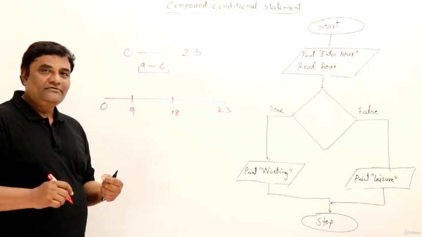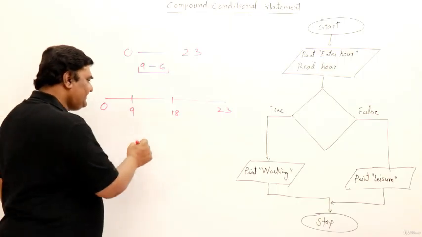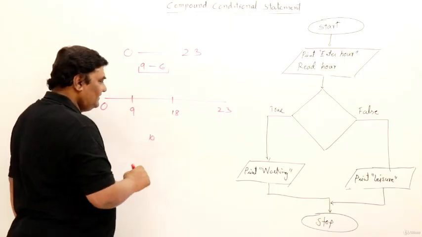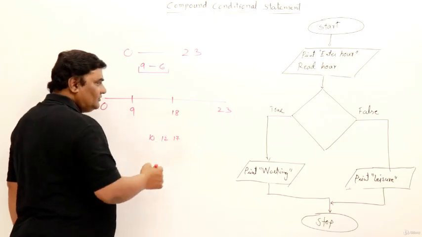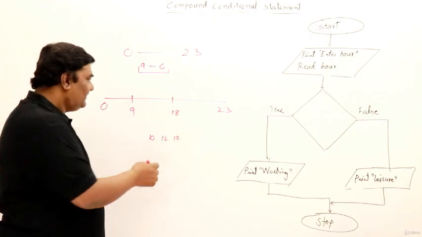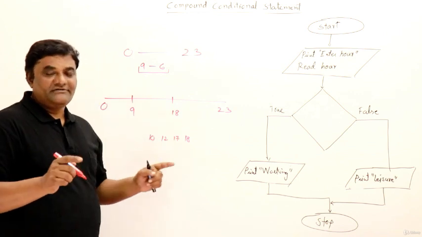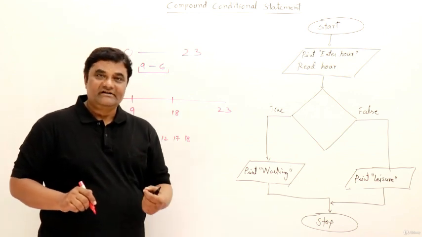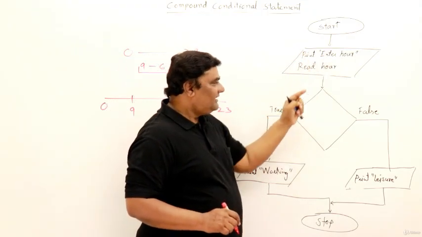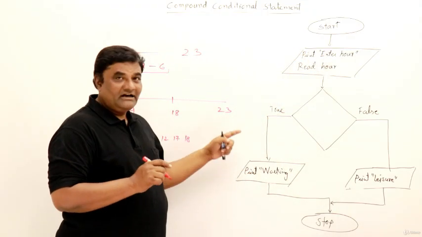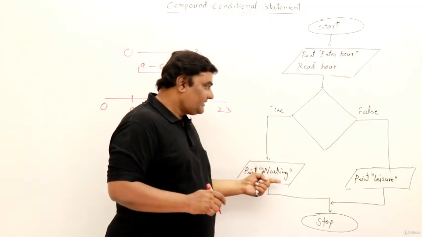Now I want to find out whether the hour given is a working hour or a leisure hour. So if I say 10 o'clock, it's a working hour. If I say 12 o'clock, it's a working hour. If I say 17 o'clock, then also it's a working hour. 18 o'clock, then also it's a working hour. So beyond 18, it's not a working hour. This is what I want to check. For that I already have a flow chart here. Enter hour, read hour. Then if the hour is among 9 to 18, it should print working hour.